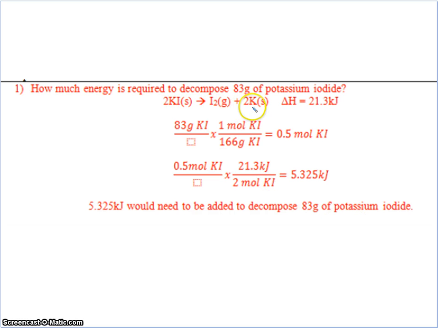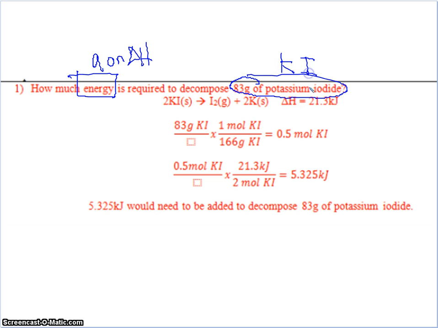How much energy is required to decompose 83 grams of potassium iodide? So I'm looking for energy, so I'm looking for Q or delta H, I guess. And it's giving me 83 grams of potassium iodide. I know that's KI. And K is plus, I is minus, so they're balanced. Okay, there's my formula. There's my delta H. So the delta H, how do they do this?